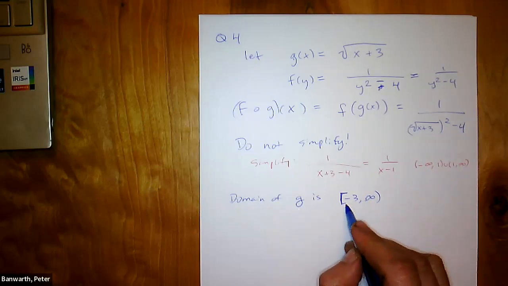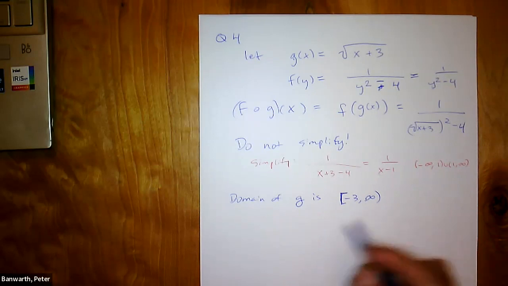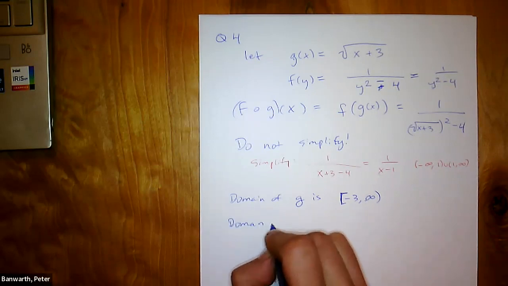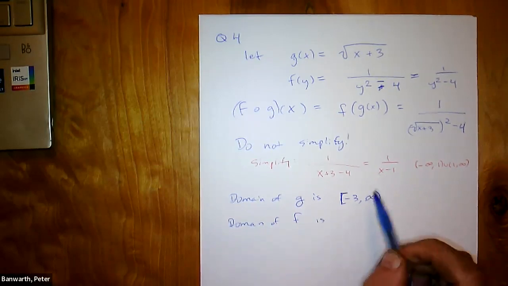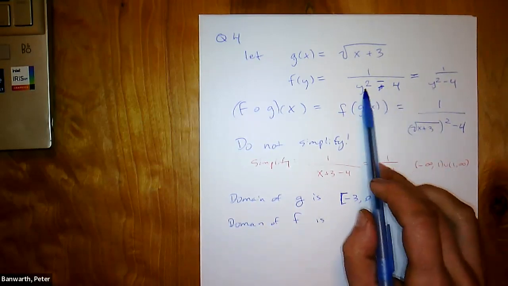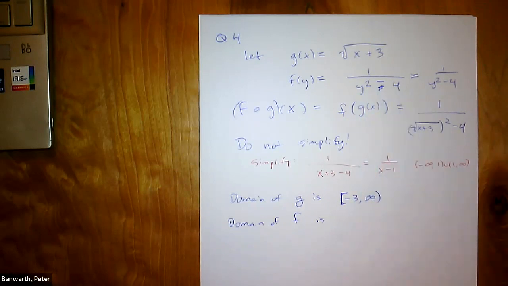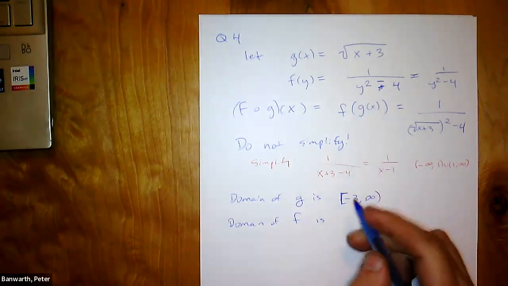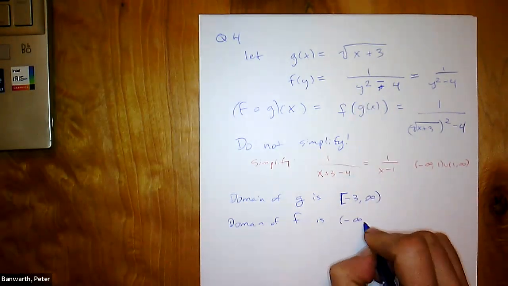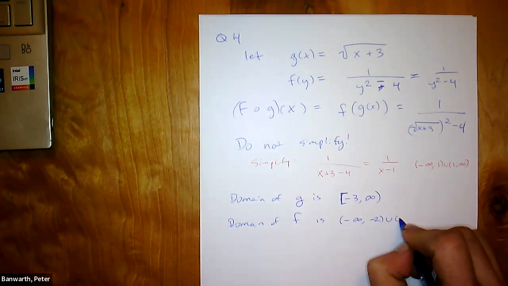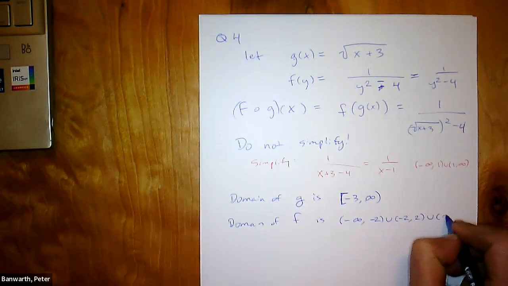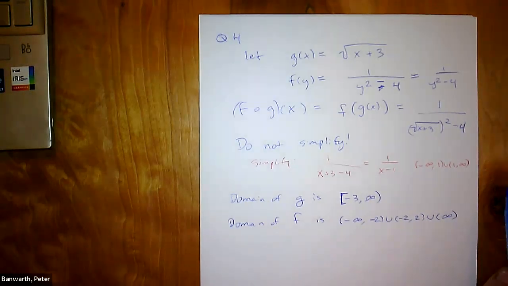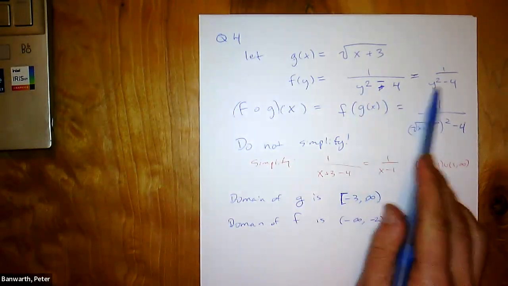The domain of G is -3 up to infinity. The domain of F is, let's see, everything. So I get the y squared minus 4. So that would be everything except -2 and 2, because those are the two numbers that would make y squared minus 4 equal to 0.